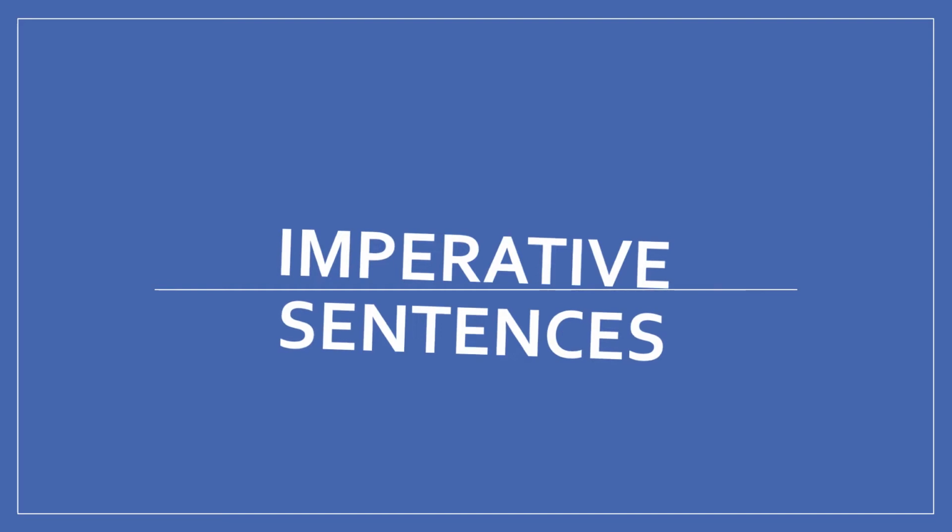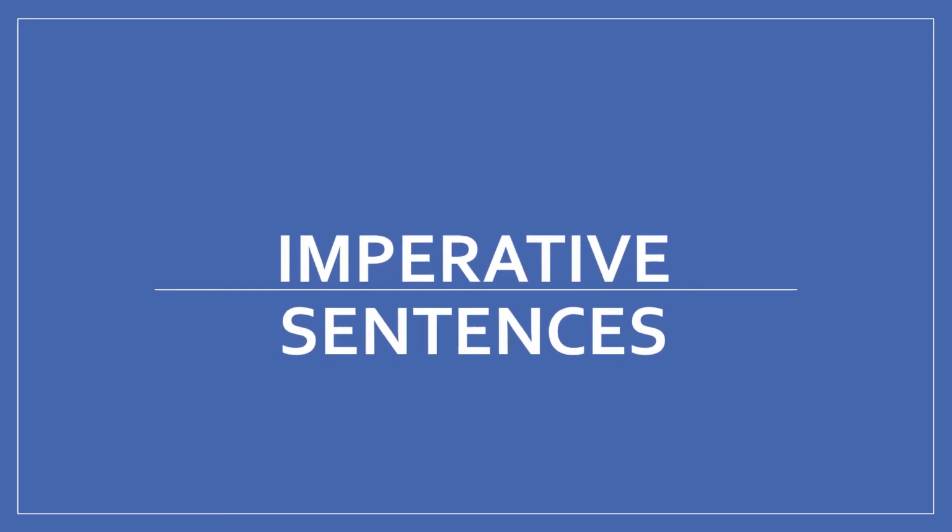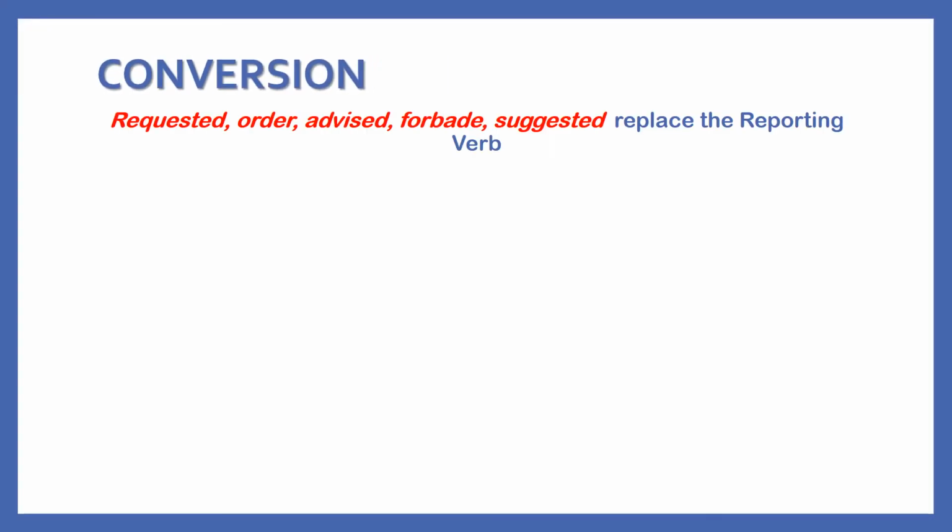Now first let's see how the imperative sentences are converted. An imperative sentence is a type of sentence that gives instruction or advice. Let's see how it is done. To change them into indirect speech, some specific verbs like requested, ordered, advised, forbade, suggested replace the reporting verb.